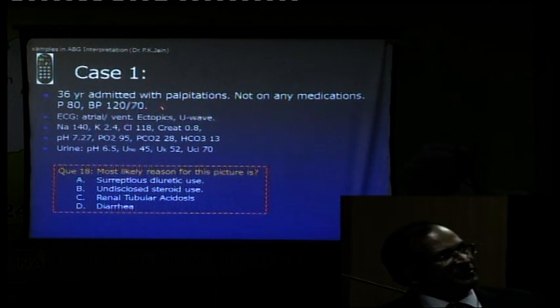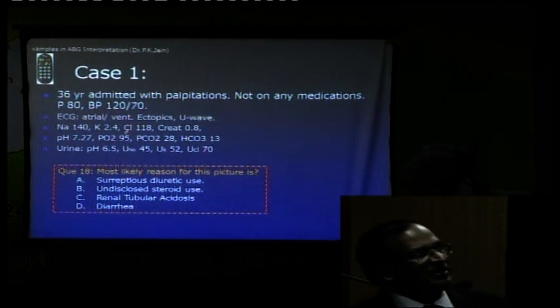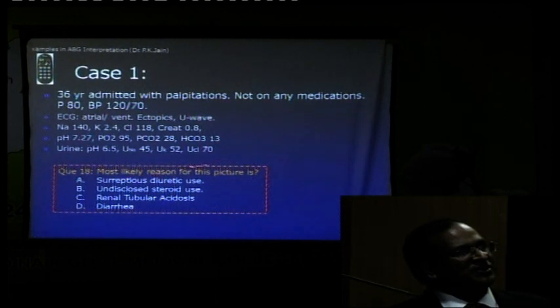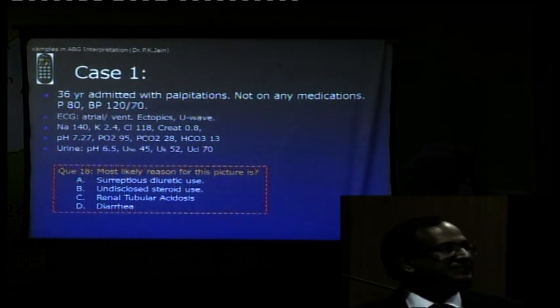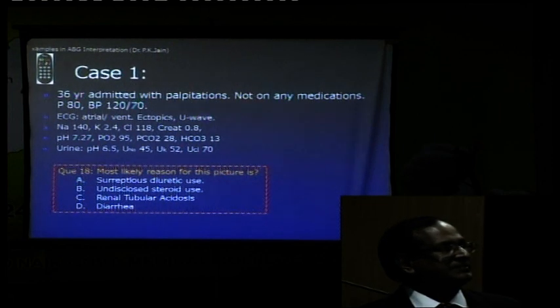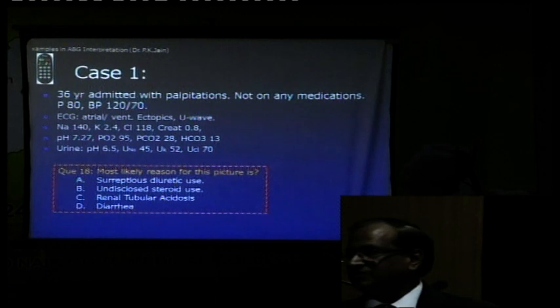Anyone would like to attempt something like this? A 36-year-old patient admitted with palpitation, not on any medications. There's hypokalemia. Okay. Now, what is the most likely reason for this picture? Anyone? So there's hypokalemia with metabolic acidosis. This will turn out to be renal tubular acidosis.